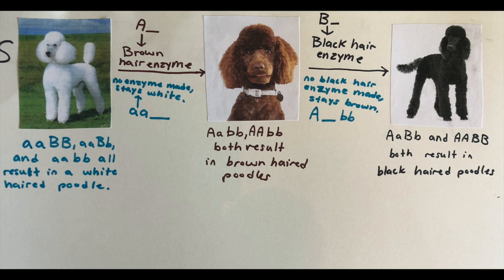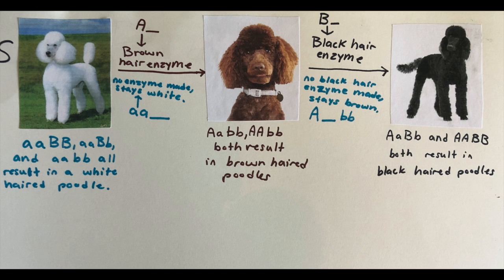So in this pathway of gene expression, it always starts with white hair. If you have a big A allele, then you'll produce the brown hair enzyme and continue to the next step of the pathway, which is brown hair. If you make it to this middle step and also have a big B allele, you will then produce the black hair enzyme and go on to the last step, resulting in poodle black hair.